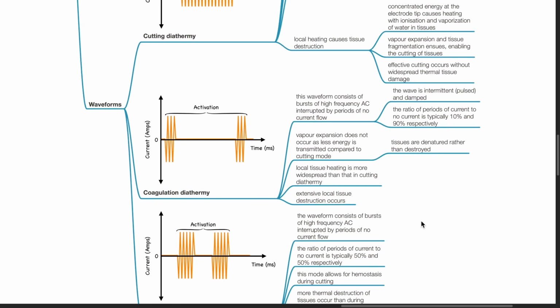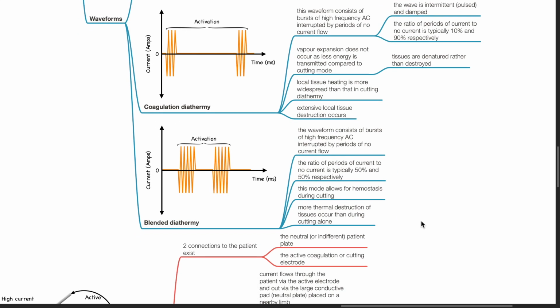Coagulation diathermy waveform. This waveform consists of bursts of high-frequency AC interrupted by periods of no current flow. The wave is intermittent or pulsed and damped. The ratio of periods of current to no current is typically 10% and 90% respectively. Vapor expansion does not occur as less energy is transmitted compared to cutting mode. Tissues are denatured rather than destroyed. Local tissue heating is more widespread than in cutting diathermy. Extensive local tissue destruction occurs.